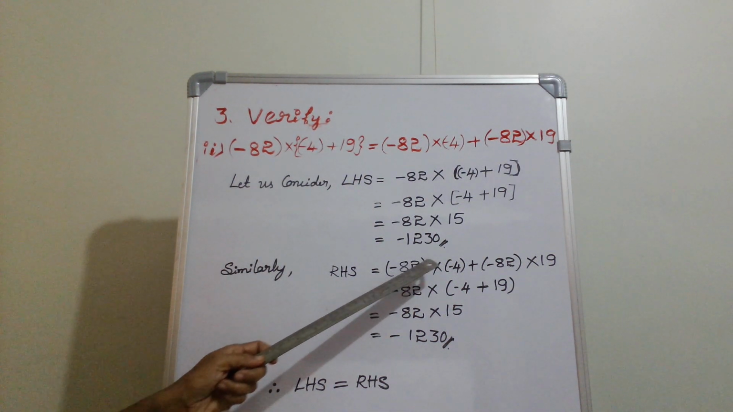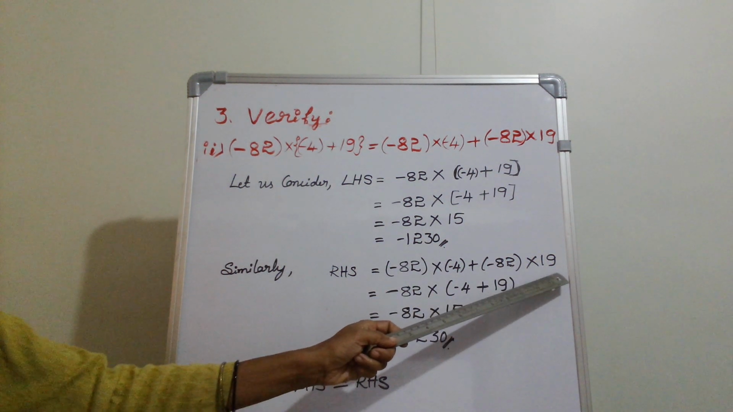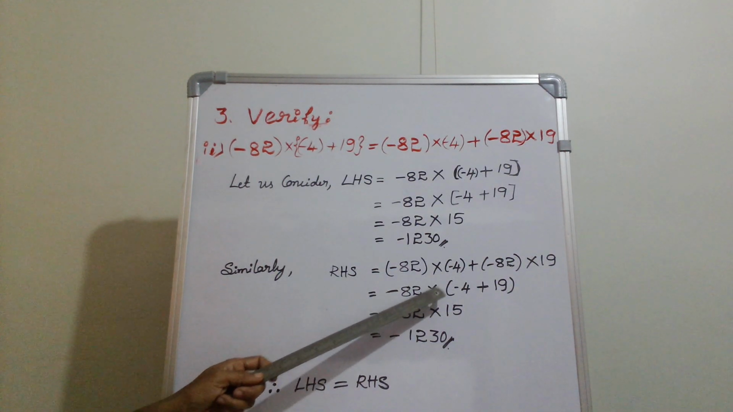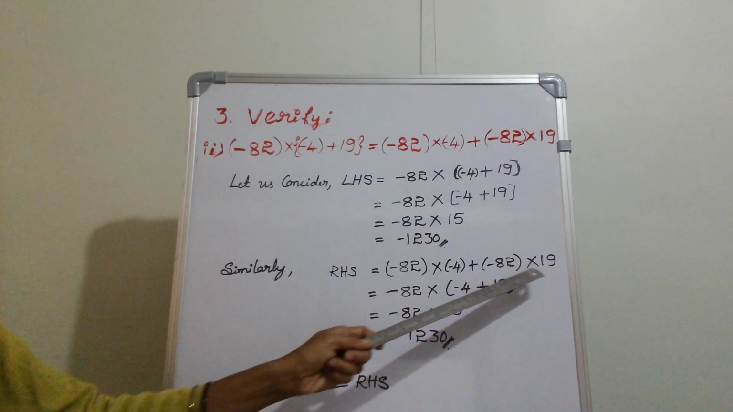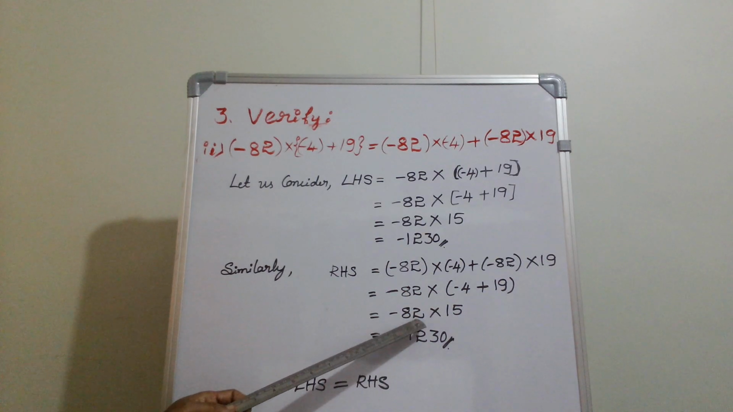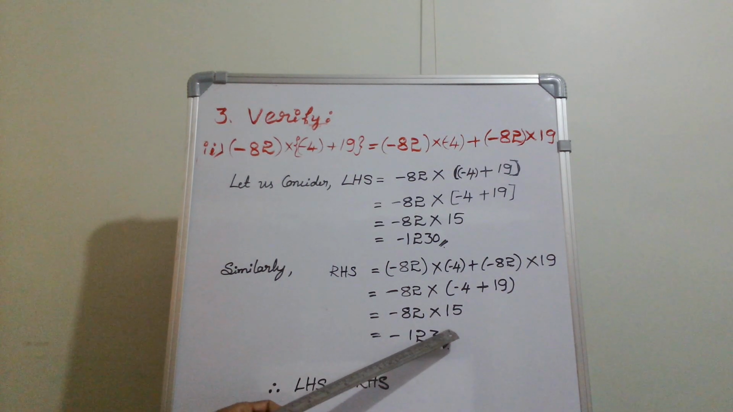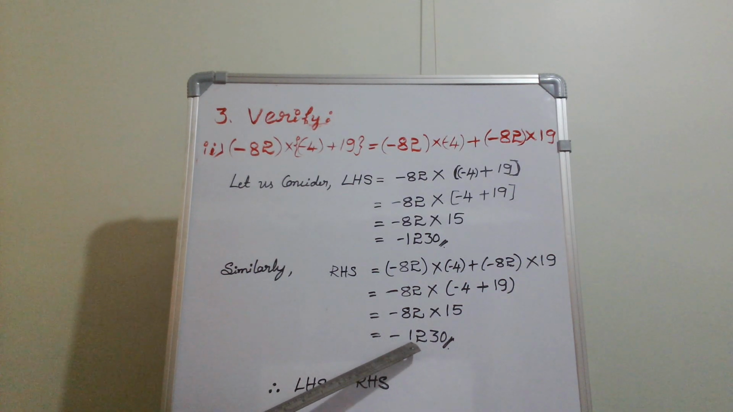Now similarly, let us consider the RHS. Minus 82 into minus 4 plus minus 82 into 19. Take minus 82 as a common factor here, into minus 4 plus 19. Okay. Now minus 82, 19 minus 4 is 15. Okay. Now let us multiply. 82 into 15 is 1230.